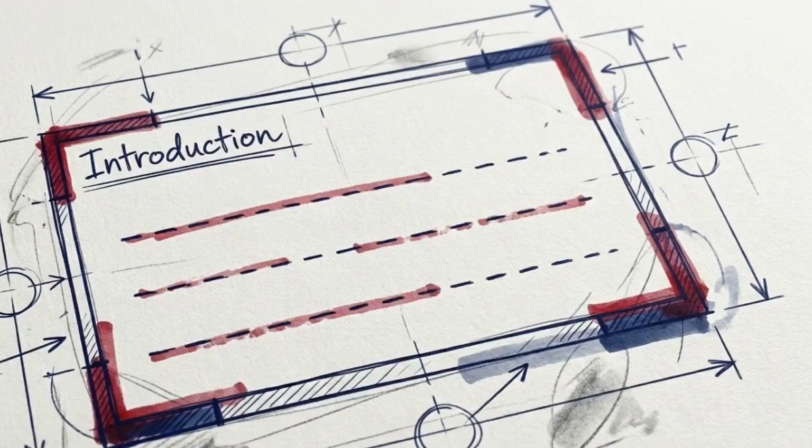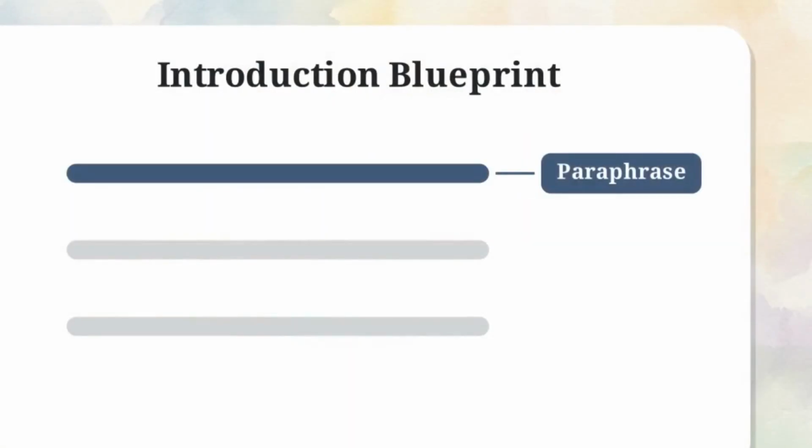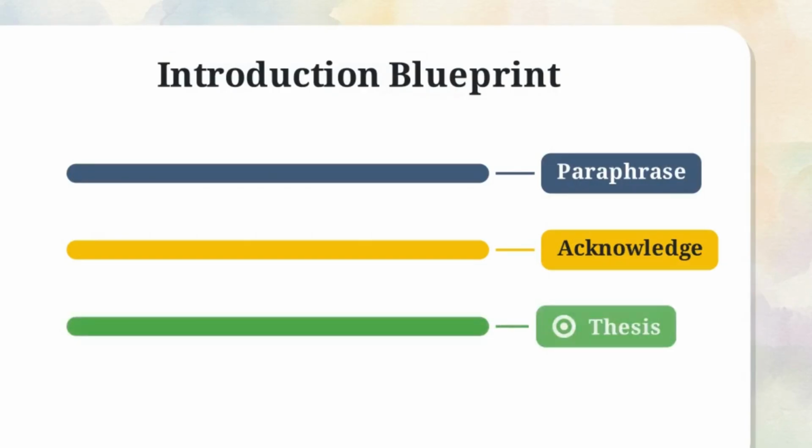Let's move to the introduction box. The intro should be direct and structured. It needs to fulfill 3 specific functions in exactly 3 sentences. Sentence 1 accurately paraphrases the prompt using your own words. Sentence 2 explicitly acknowledges that there are both pros and cons to the issue. Sentence 3 is your thesis statement. It outlines exactly what the rest of the essay will discuss.